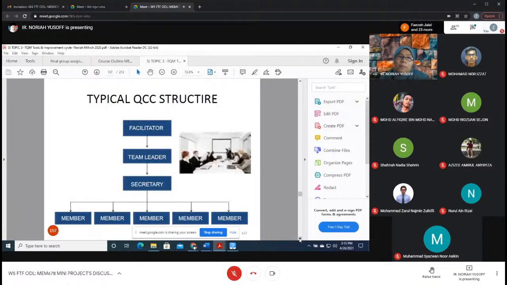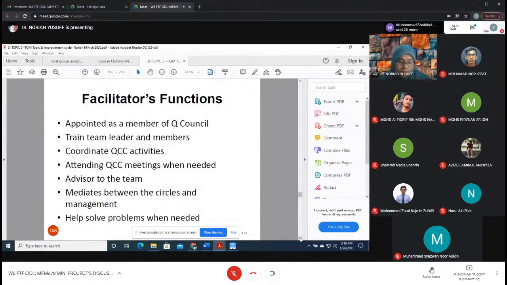It's not relevant. So the typical structure has a facilitator, team leader, secretary, and the members from the workforce. The secretary can be from your group, or the secretary can also be from a slightly upper level of the workforce, the production floor, say a line leader, okay? The team leader can be a team leader or the supervisor. The facilitator is usually held by the engineer. So engineers become the facilitator of the QCC group. You all will be that later, engineers, right?